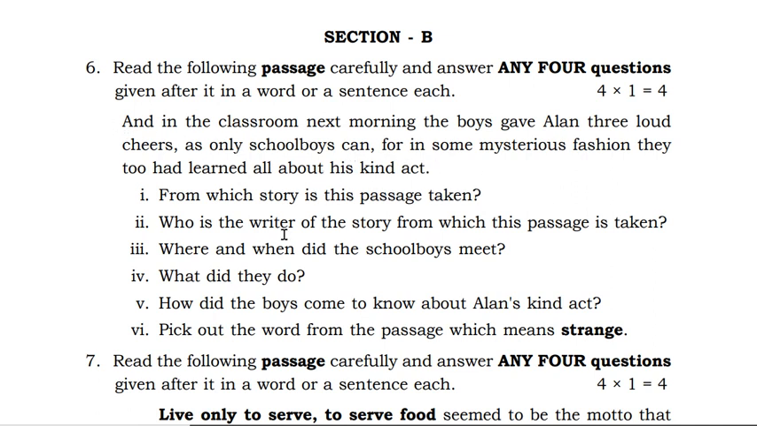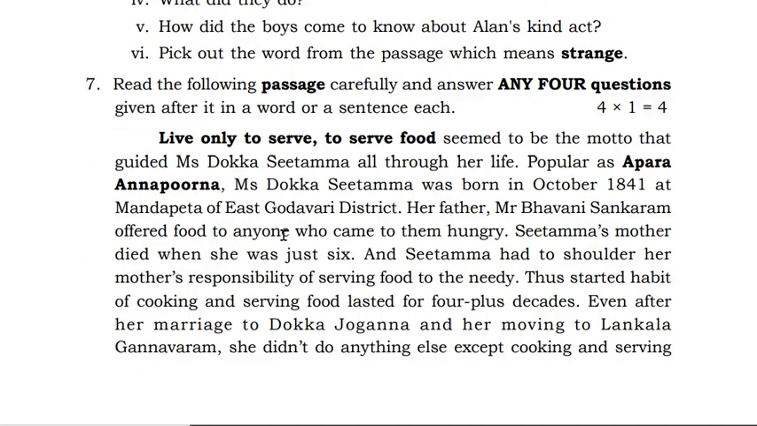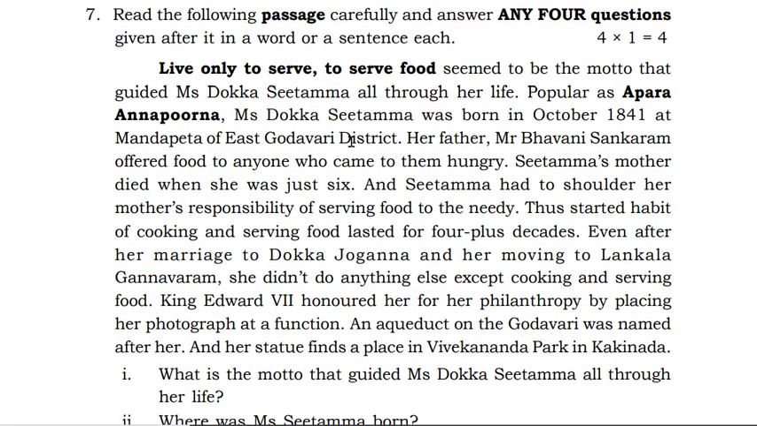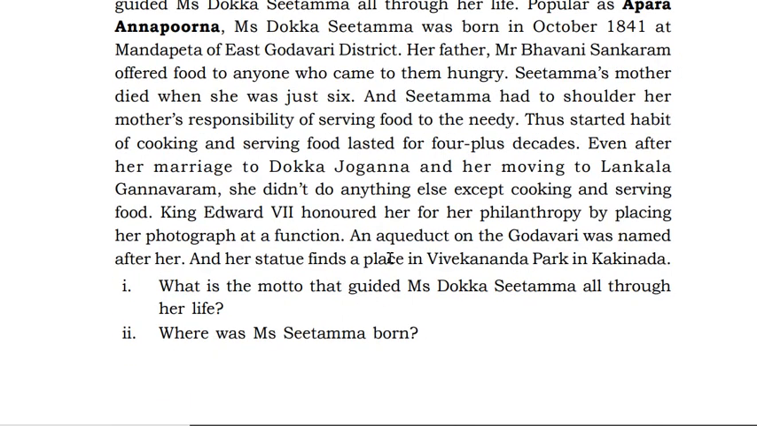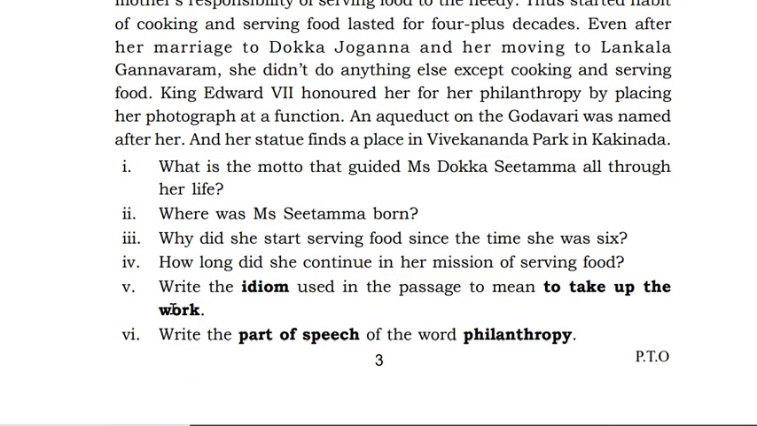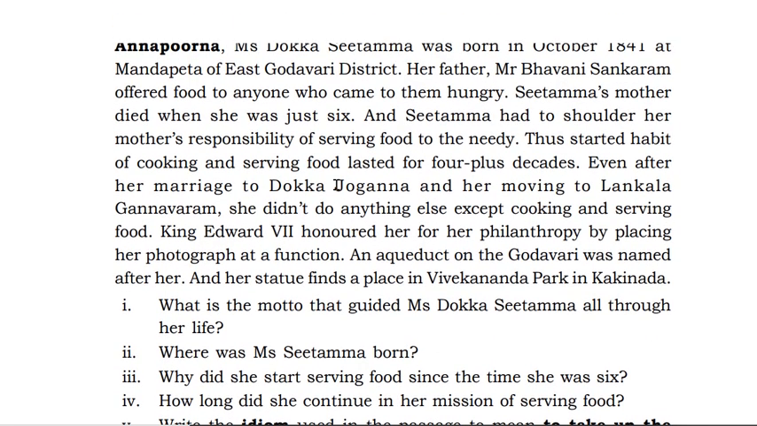Okay. Remember that. Next, question number 7. It is an unseen passage. Here also they'll give you one paragraph, and under that they'll give you six questions. From those six questions you have to write any four. Each answer gives you 1 mark. That means you will get a total of 4 marks.